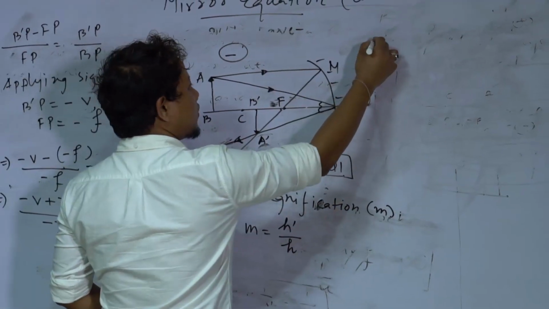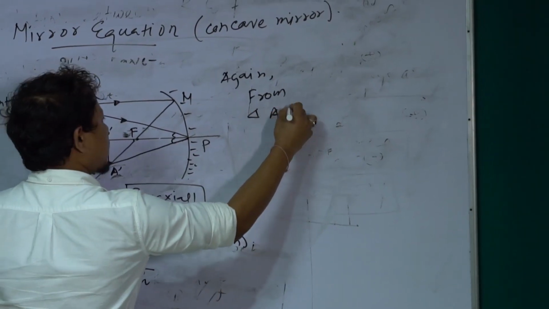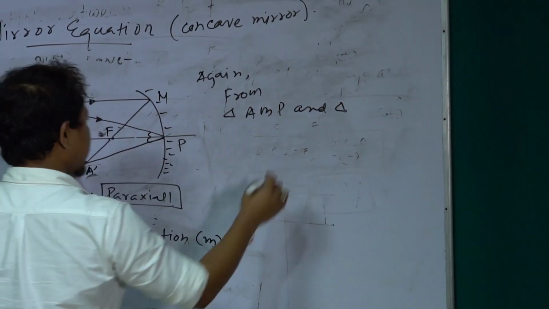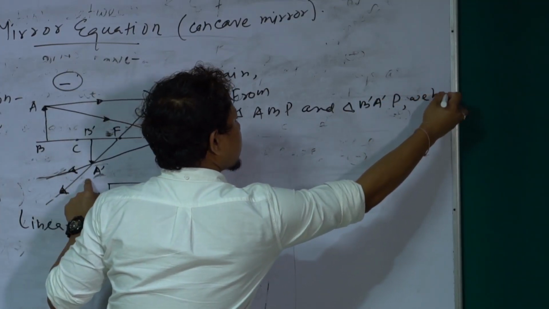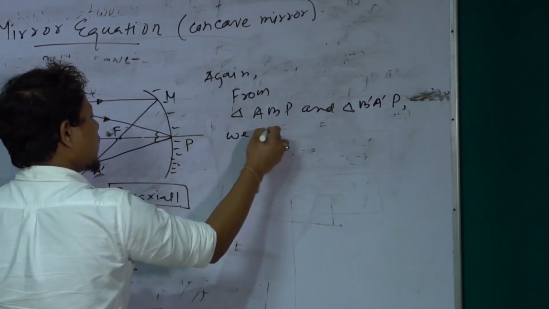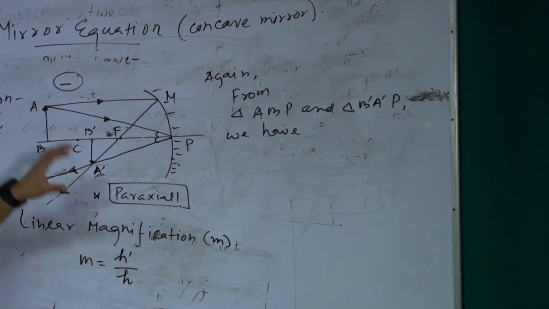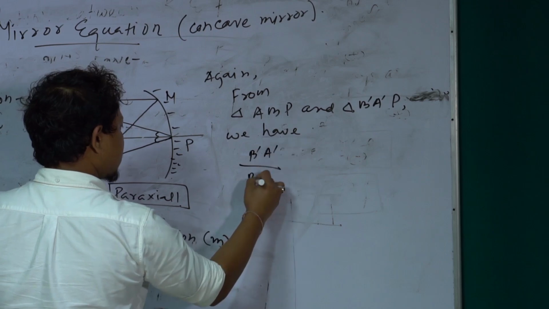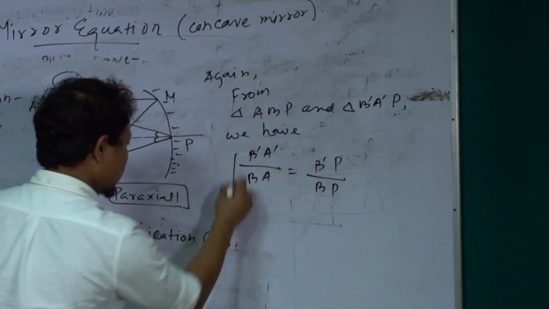Again, from triangle BAP, these two triangles are similar, that's why I'm considering these two, B dash A dash P and BAP. Now you might get confused why I'm taking these two triangles, because I need the size of the object and the size of the image. So from these triangles, we can write B dash A dash by BA equal to B dash P divided by BP. Is it clear?